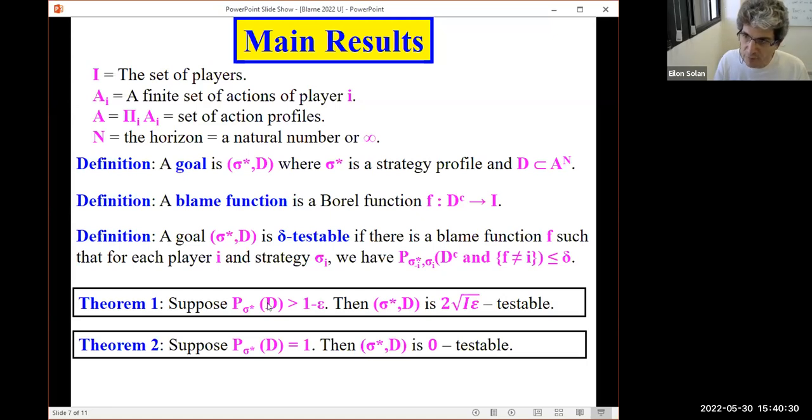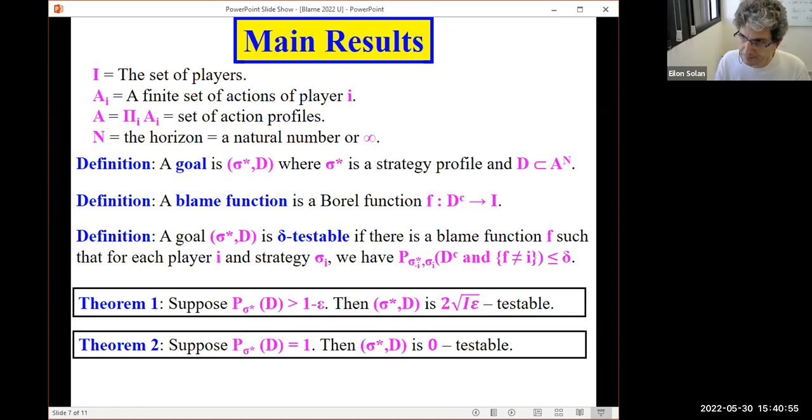If the probability of D is better than 99%, say 99.99%, then the square root of epsilon is 1%. And then the delta is 3% testable. So we make a mistake with probability 3%.